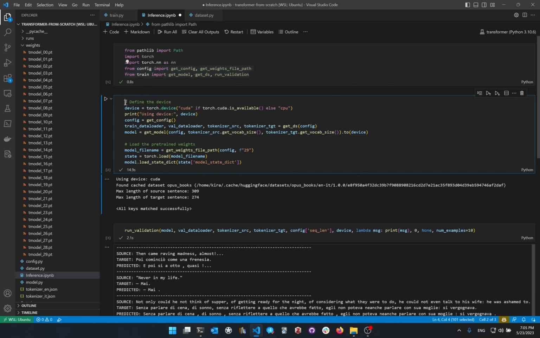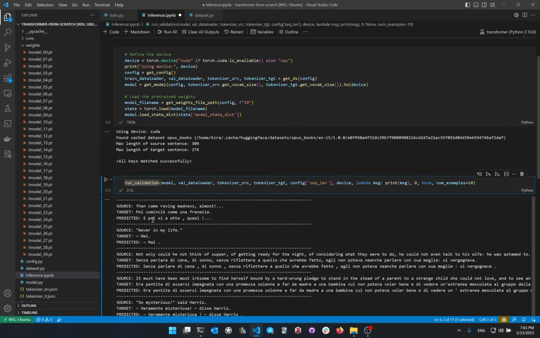The code is very simple. Actually, I just copy and pasted the code from the train file. I just load the model and run the validation, the same method that we just wrote. And then I ran the validation on the pre-trained model. Let's run it again, for example.